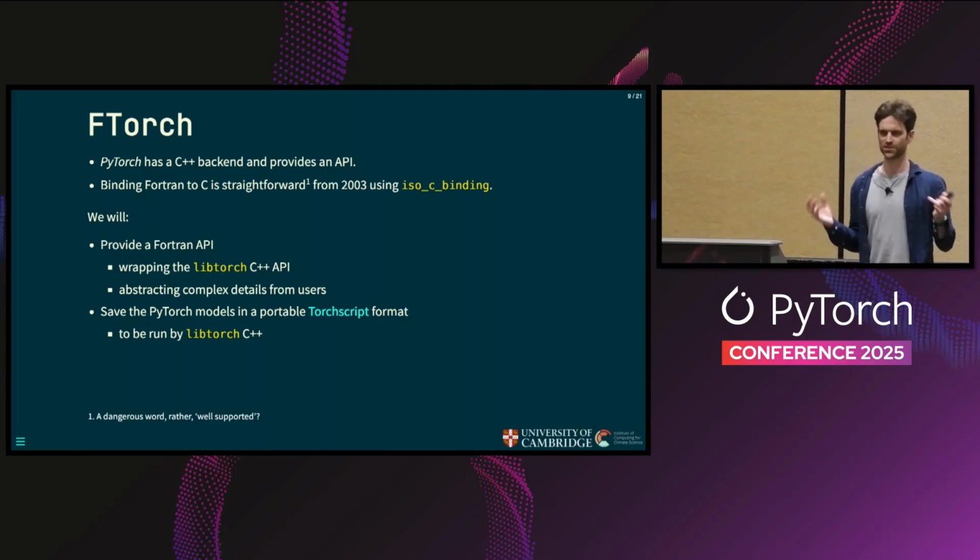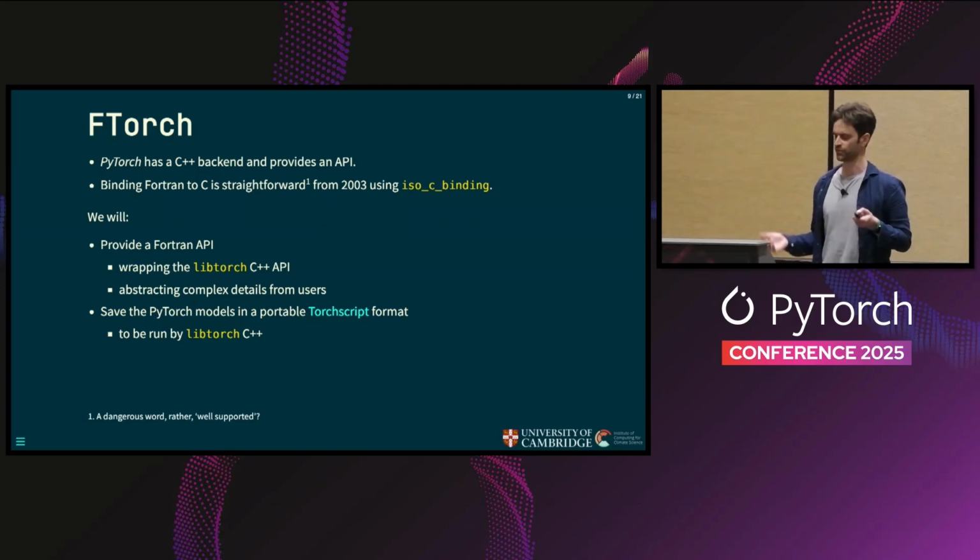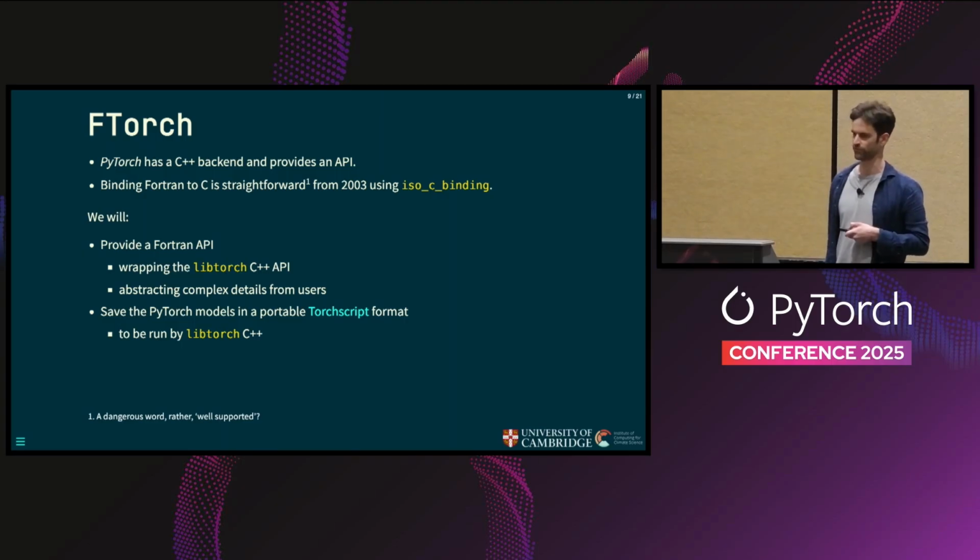Researchers develop and train their neural network models offline. And then FTorch provides an interface from Fortran into PyTorch. We see PyTorch as a Python front end to a very highly optimized C++ backend called libtorch. And with libtorch, we can bind it to Fortran very easily using the ISO-C bindings in Fortran 2003. So what we do is we provide a Fortran API to libtorch directly, and this abstracts all the complicated details from the user. So it's really easy to integrate with PyTorch from Fortran.